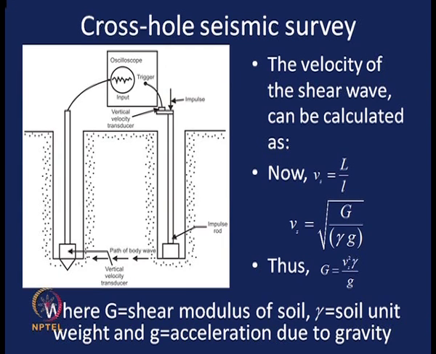The depth of the borehole will be the required depth. At the bottom of the borehole you place the transducer, and by using the impulse rod we can create the shear wave. So at any point we can determine the shear wave velocity within that particular layer.